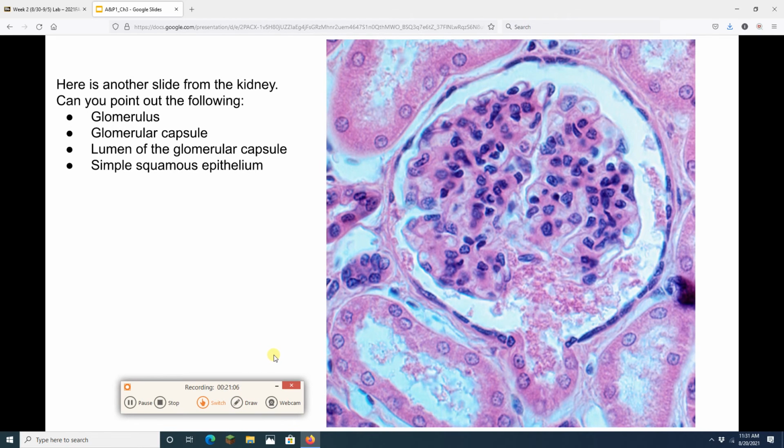Actually, I have a whole other task for you here. I have a kidney slide again. I want you to pause the video if need be, point out the glomerulus, the glomerular capsule, the lumen of the glomerular capsule, where you, of course, would find the filtrate, and I want you to also find some simple squamous epithelium. Okay, good.